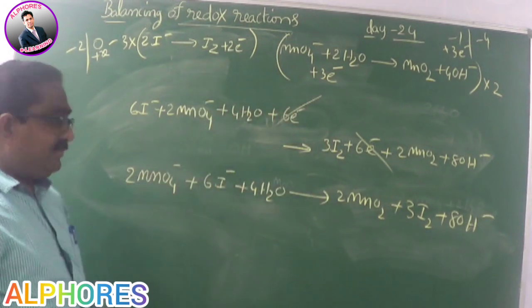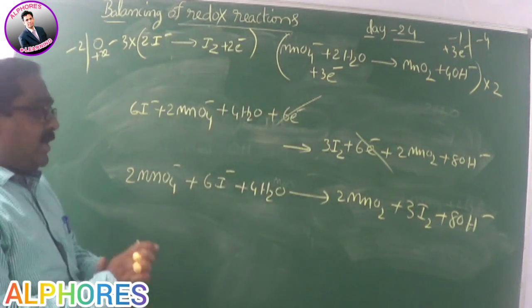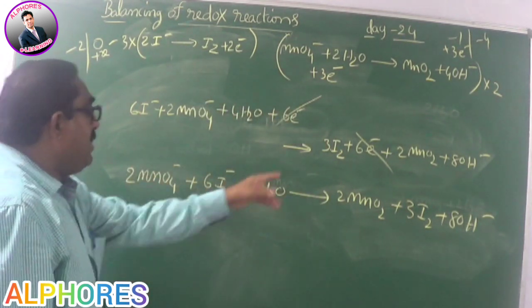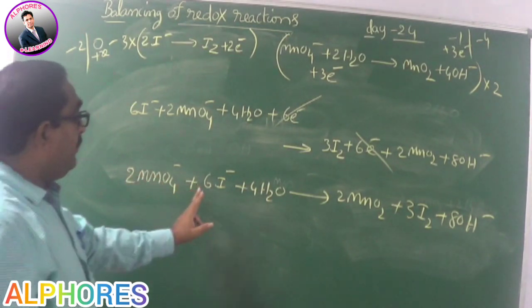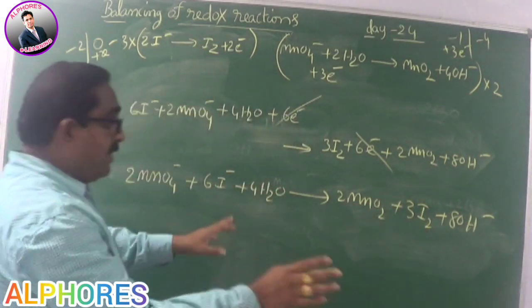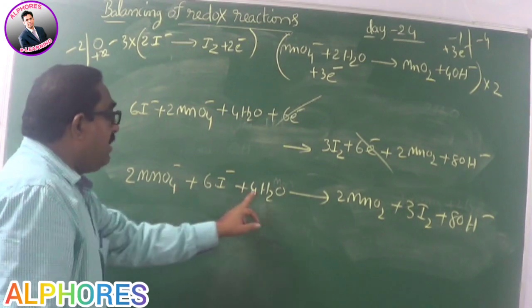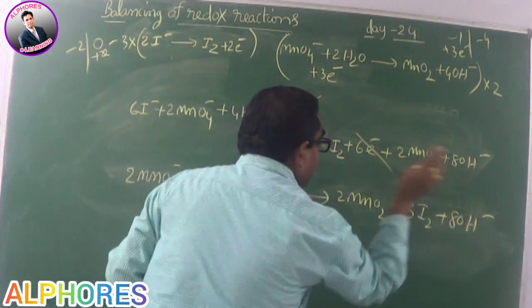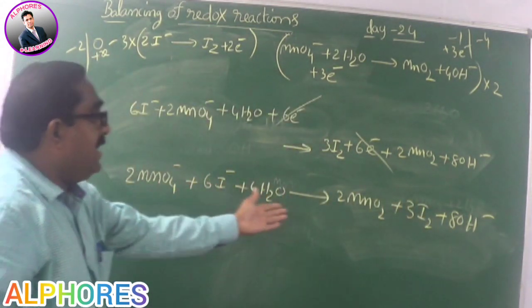Let me check with respect to manganese atoms: 2 Mn and 2 Mn. Iodine atoms: 6 I, 6 I. Oxygen: 2 into 4, 8, plus 4, 12. Here 4 plus 8, 12. Next hydrogens: 8 and 8.